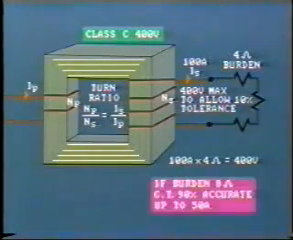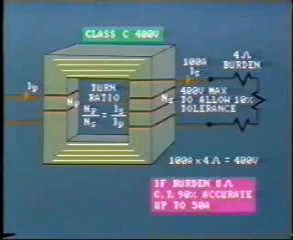For the same CT, if the burden is 8 ohms, the CT would only retain 90% accuracy for up to 50 amps, that is 10 times rated.